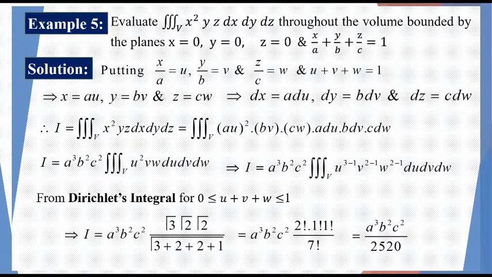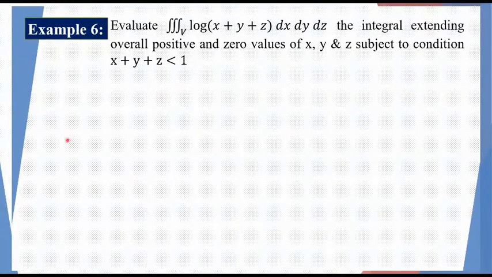So moving on to the next example. Example 6. Evaluate the triple integral of log(x plus y plus z) dx dy dz. The integral is extended over all positive and 0 values of x, y, z subject to the condition x plus y plus z is less than 1. So it contains all conditions.